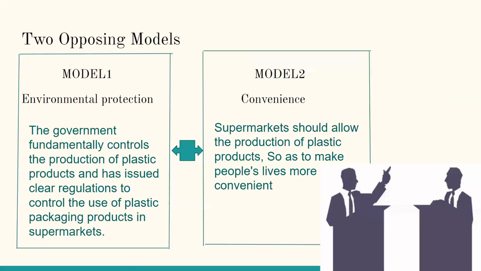Next page. The 2 core concepts of these 2 models: the first model fundamentally prohibits the use of plastic products, so as to eliminate the use of plastic products to the greatest extent in order to protect the environment. Therefore, the core concept of the first model is environmental protection. The core point of the second model is to allow the production of plastic products.